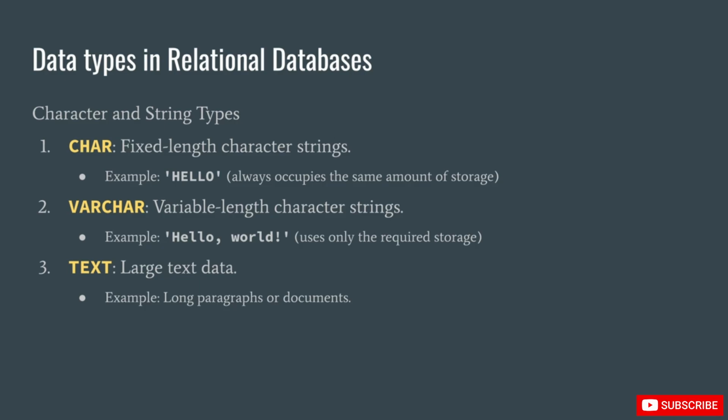We can also store character and string types in relational databases. Char is for fixed-length character strings, so if you store hello as a char type, it always occupies the same amount of storage. Varchar, on the other hand, is for variable-length character strings. Storing hello world as a varchar means it only uses the necessary amount of storage, making it more space efficient. Then we have text. This type is used for storing large text data, like long paragraphs or entire documents.